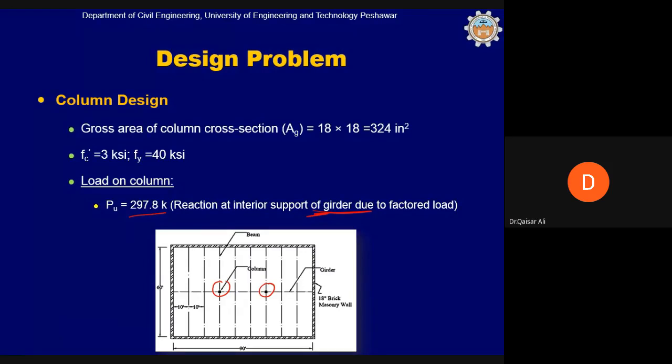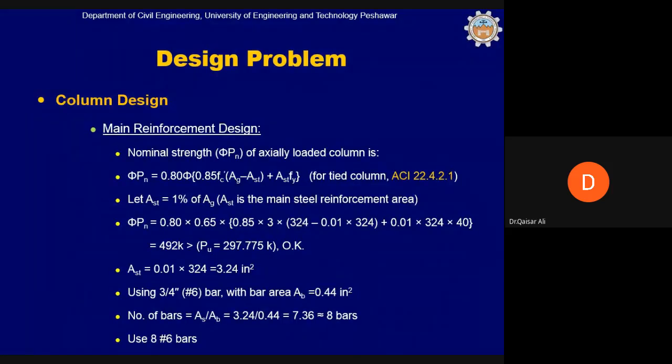The girder reaction is basically a point load on the girder. This can be calculated from the analysis. You can design this because this is a concentrically loaded column. So from the 1% area, you assume 1% area of reinforcement, and assume the size of the column 18 by 18 inch. Calculate phi Pn.